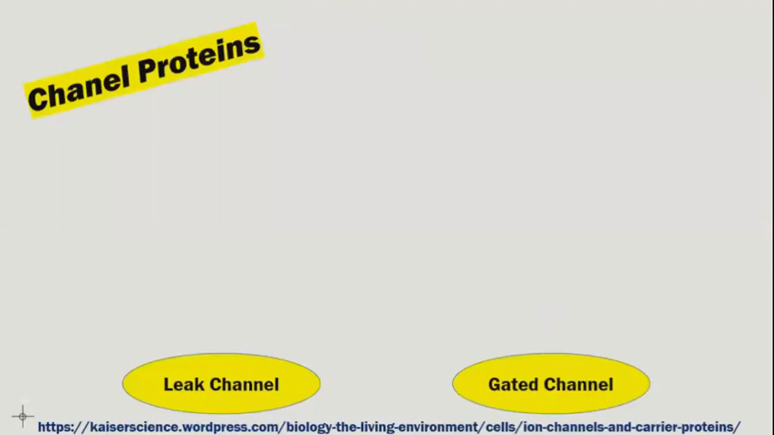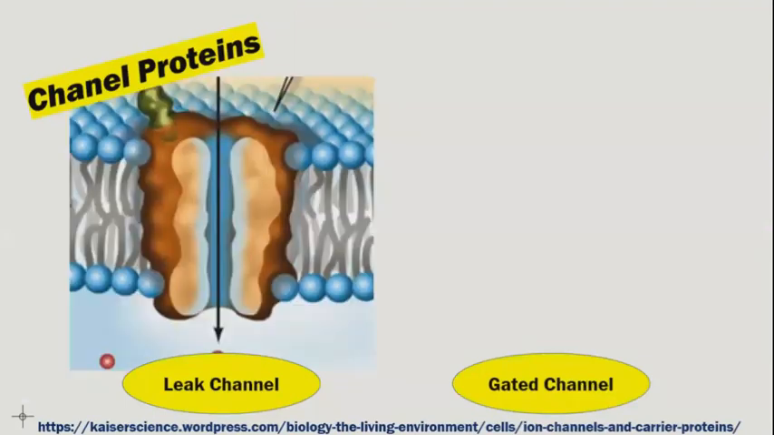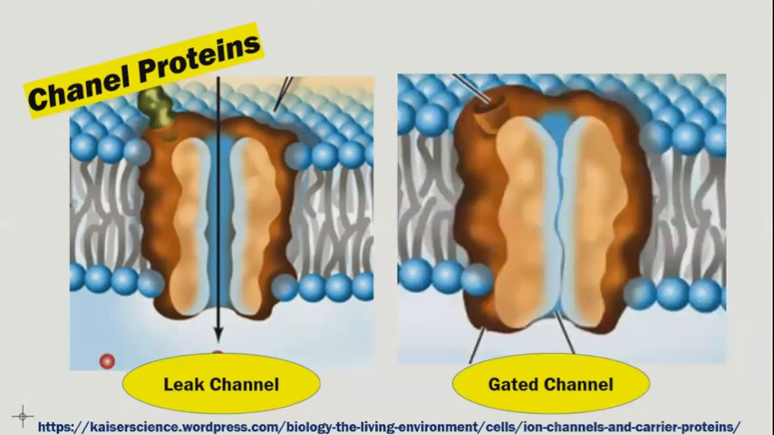All right, so channel proteins have openings in them that allow substances, usually water or ions, to pass through them and cross the cell membrane. They are usually selective, meaning that only certain substances can pass through them. And there are two main types of channel proteins. The first is leak channels, which are always open, and the second are gated channels, which can be opened or closed and are controlled by chemical or electrical signals.